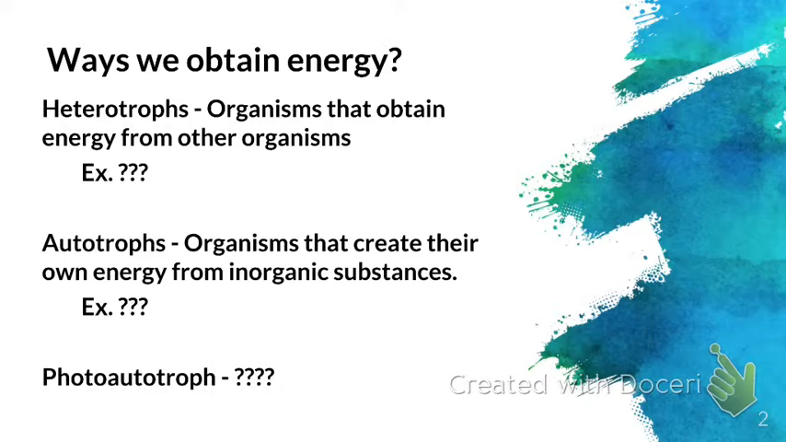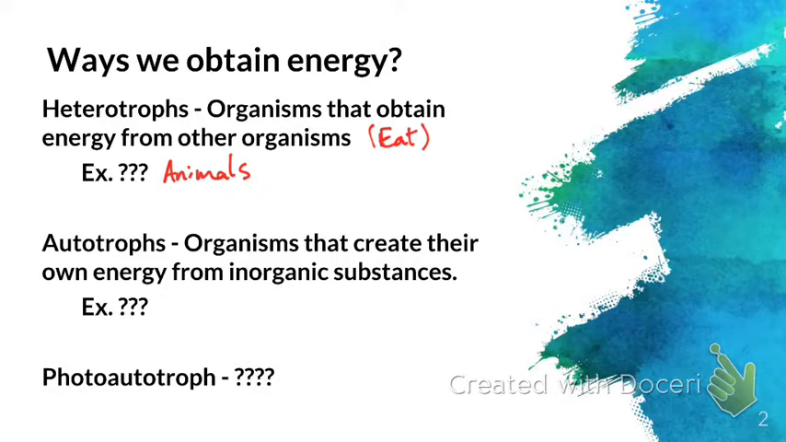There are two types of organisms that can obtain energy. One is called a heterotroph, which is an organism that obtains energy from other organisms, so they eat, so to speak. What are some examples of heterotrophs? Well, humans, right? Animals. Anything that eats. In order for us to get energy, we have to eat, and therefore we are considered heterotrophs.